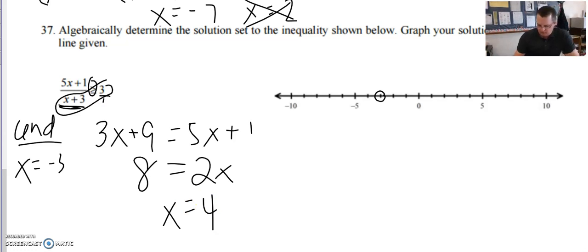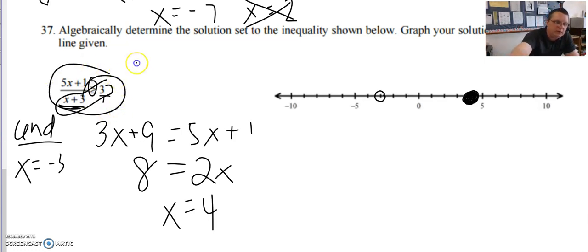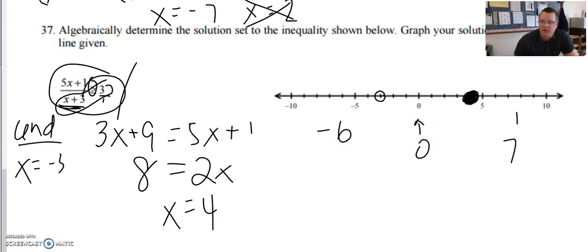So we have 4, which will be colored in. Okay, colored in circle. Better than mine. And then remember you have your test areas. So you put in your calculator the original equation such that I would test, like negative 6, test the 0, test 7. Remember, true, false, true. Okay, so if it works, there's your true, there's your false, there's your true.